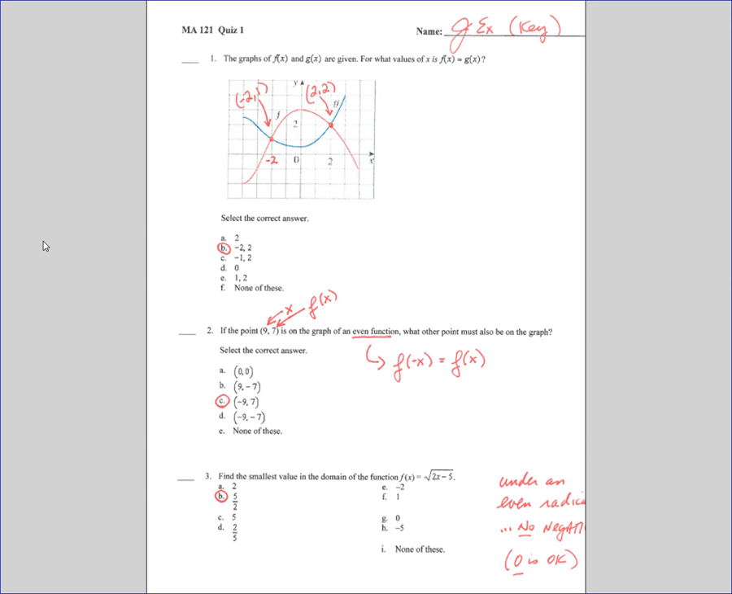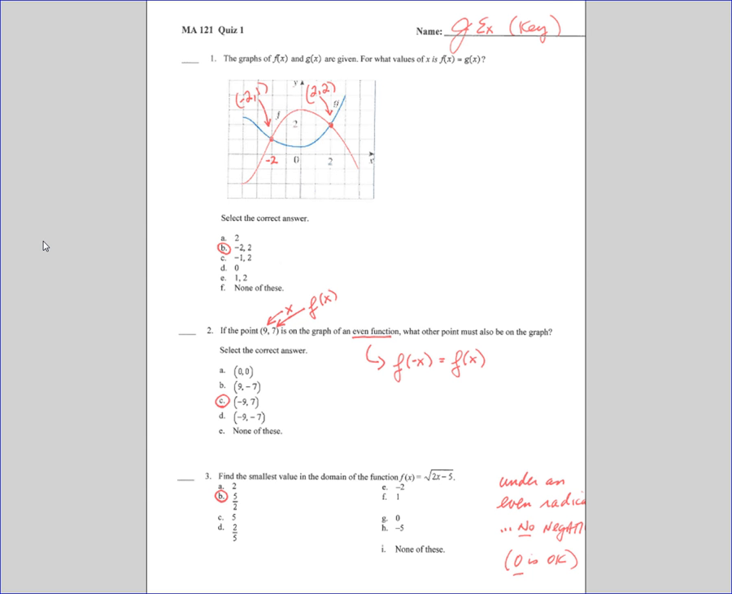Question 2, we're told we have an even function, and by definition, an even function happens when the sign of the input, the sign of the x, doesn't matter. And therefore, if it's an even function and we know we have 9, 7 on the graph, then there must be a point on this even function at -9, 7, because once again, the sign of the x doesn't matter. So 9 gives off 7, as does -9.